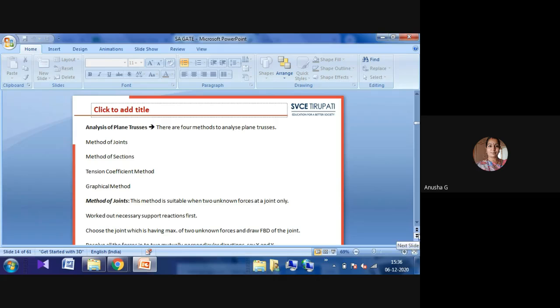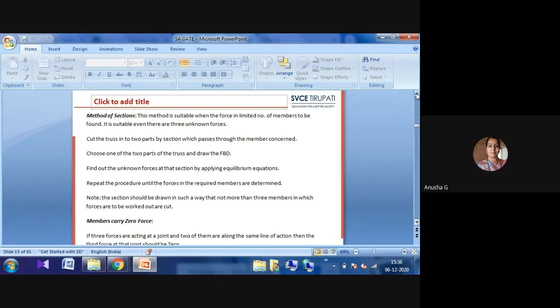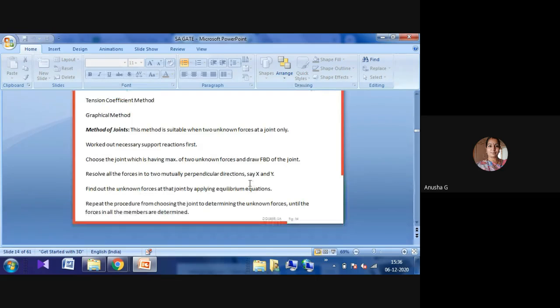This one we already know. First we have to draw the free body diagram of that joint, and then solve for the unknown forces. If there are a maximum of 2 unknown forces, then you have to take that type of joint only. This is one of the methods, and then we find the unknown forces at that joint by applying the equilibrium equations.